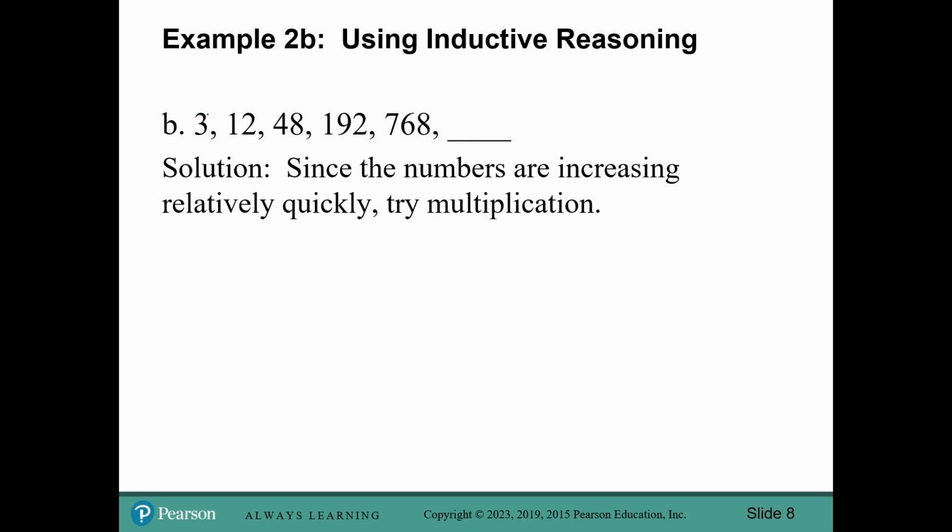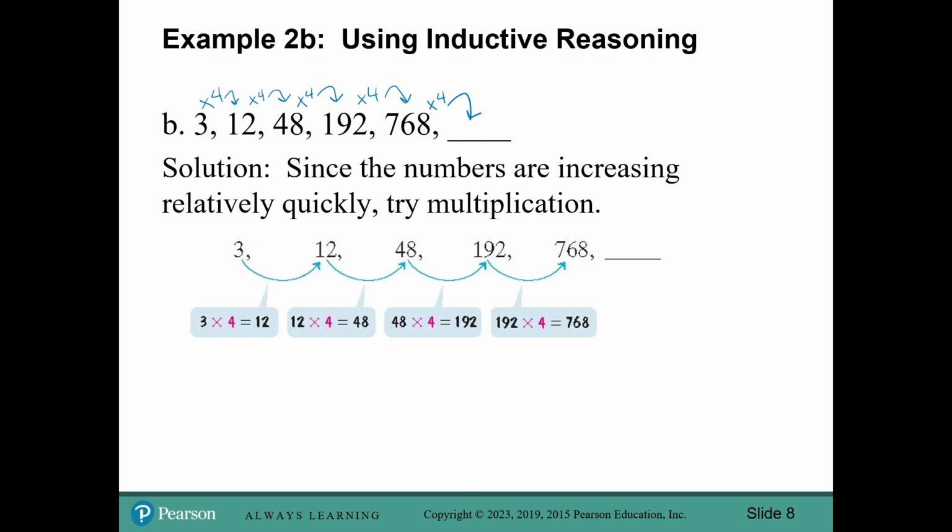Well, let's see. 3 times 4 is 12. Now, if we multiply 12 times 4, we get 48. Okay, we seem to have something that's working here. If we multiply 48 times 4, we get 192. Okay, I think we've got something that works. We multiply 192 times 4, we get 768. So using inductive reasoning, if we multiply 768 times 4, we should get our next number. Go ahead and try it on your own and see what we can get.